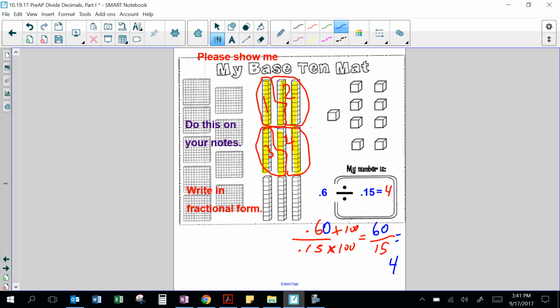Another way you could do it is you can move this decimal, tenths to hundredths. Some people prefer doing it this way. I move this decimal two places, times 100, tenths, hundredths. So that's why it's 60 divided by 15.